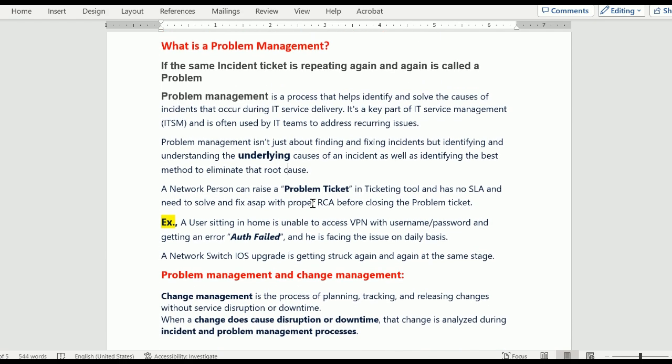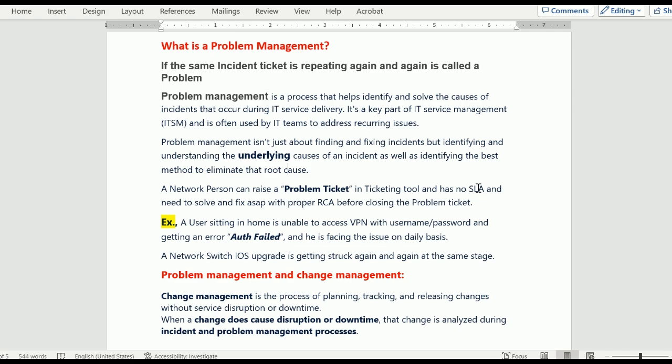One more thing is important. Only network people or IT people will raise a problem ticket; no end user will raise one. A network person can raise a problem ticket in the ticketing tool. Based on their organization, the ticketing tool could be ServiceNow, Site24x7, anything, or Sharewell. We have so many tools, and all of them support problem management.